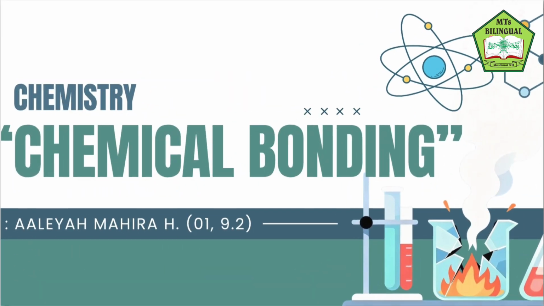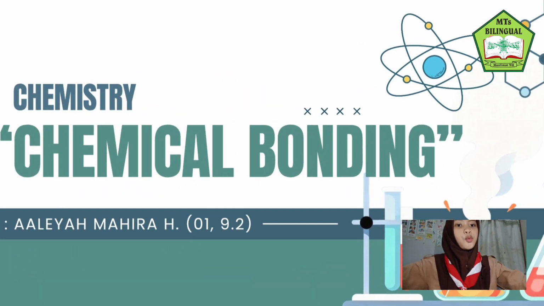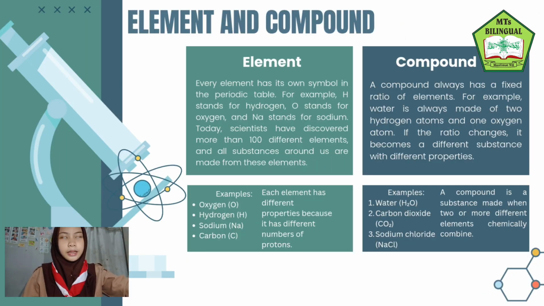So today I will talk about science in chemistry, about chemical bonding. So first we go to the element and compound. An element is a pure substance made of only one type of atom.